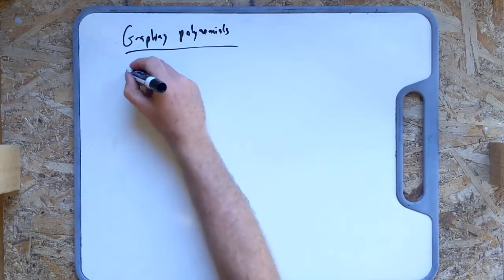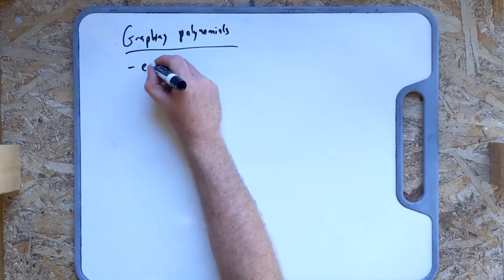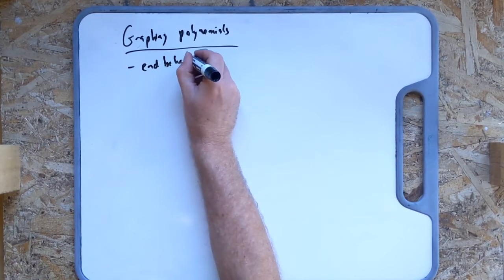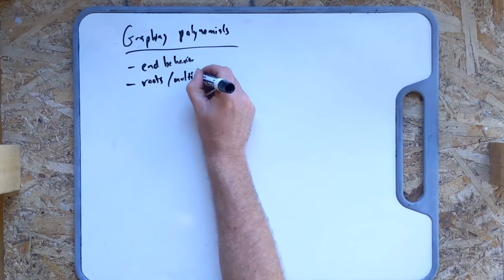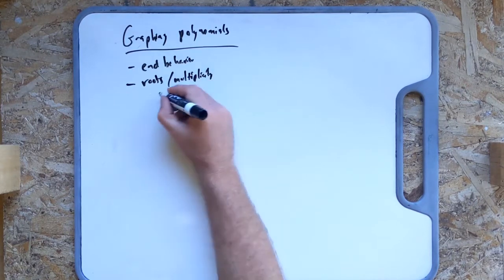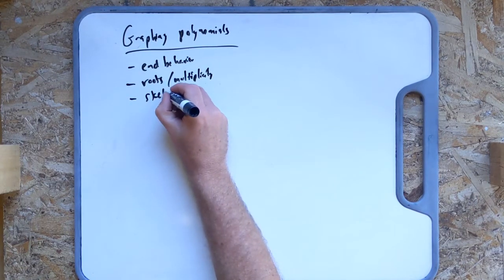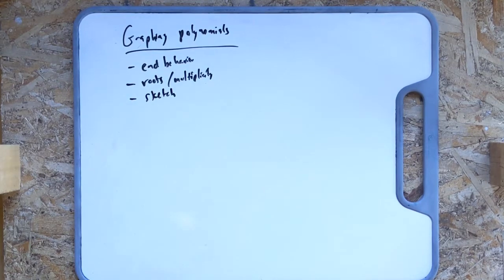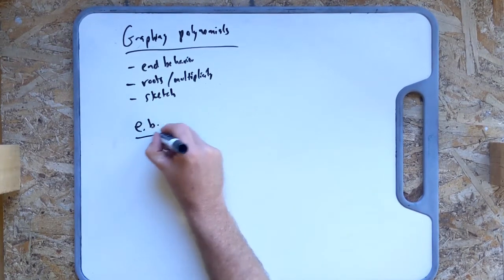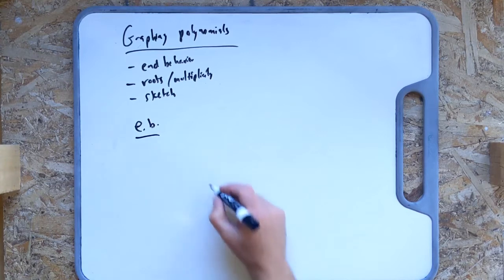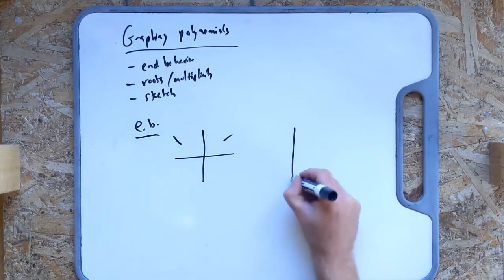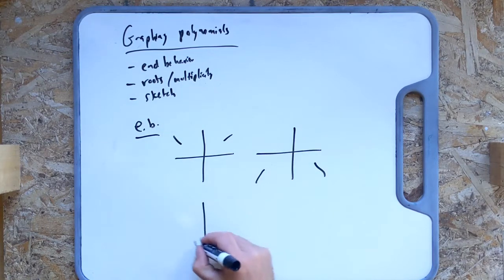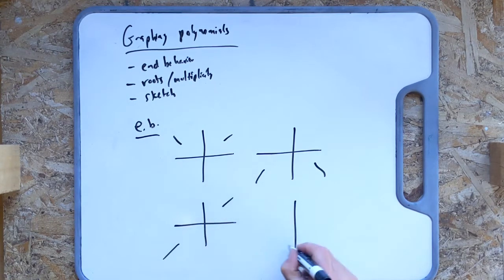Okay, there's two steps to graphing polynomials. One is getting the end behavior, and then using the roots and multiplicity of those roots to sketch. Okay, we'll start with the end behavior. There are 4 different end behaviors for polynomials. There is what I call up and up, down and down, down to up, and up to down.